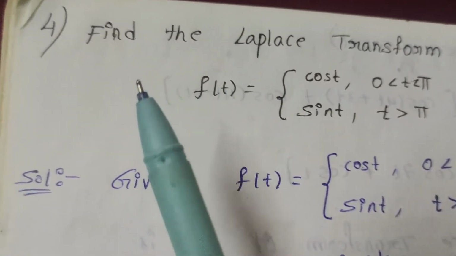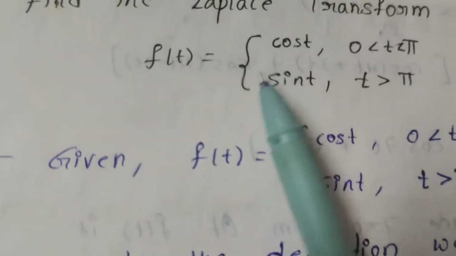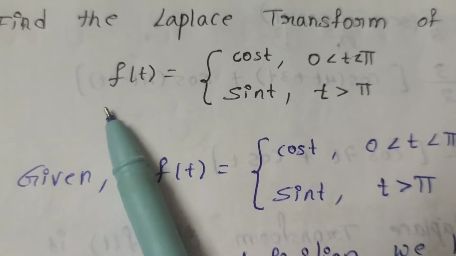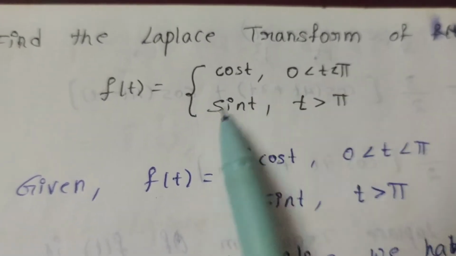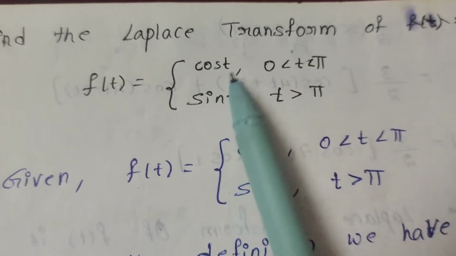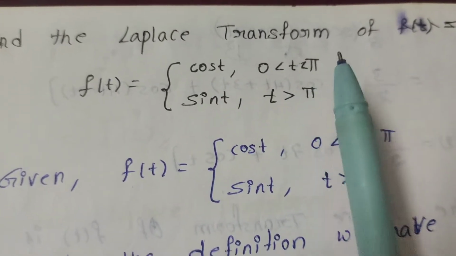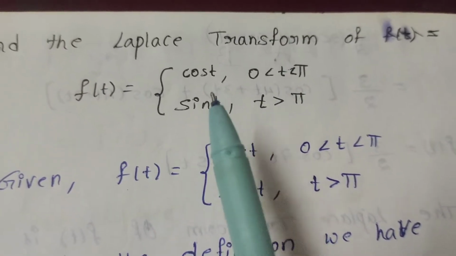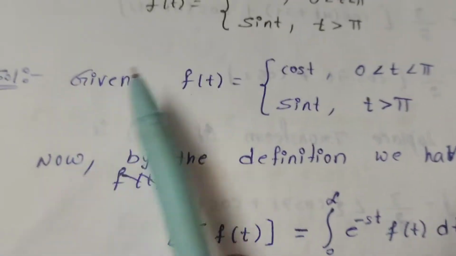Today we are going to find the Laplace transform of the function f(t) = cos t for the interval 0 < t < pi, and f(t) = sin t for t > pi. Here the given function f(t) = cos t is defined on the interval 0 < t < pi, and f(t) = sin t for t greater than pi. First of all, write the given function.